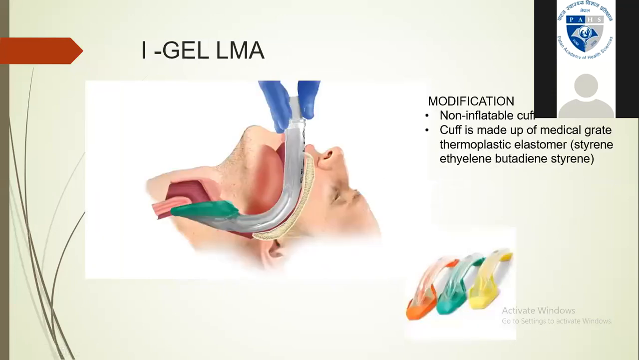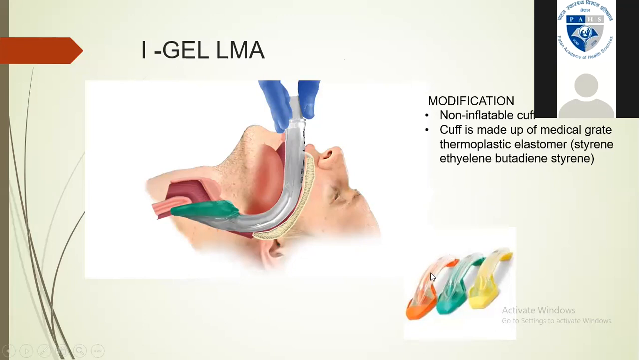So one of the advanced second generation laryngeal mask airways is the iGel LMA. This does not have an inflation cuff. It is a self-fitting cuff, which is made up of medical grade thermoplastic elastomer known as styrene, ethylene, butadiene, styrene. So it comes with a cover.